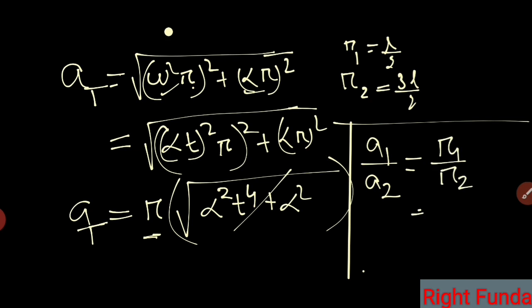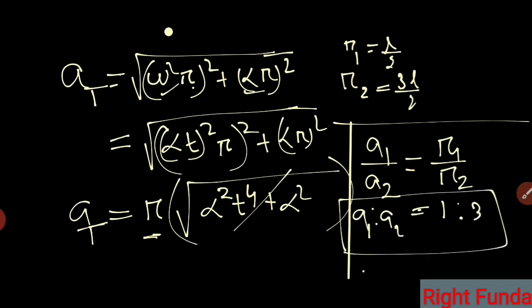And R1 by R2 is nothing but 1 is to 3. So we got that A1 is to A2, the magnitude of negative charge acceleration and the magnitude of positive charge acceleration at any instant, will be equal to 1 is to 3, that we found out.